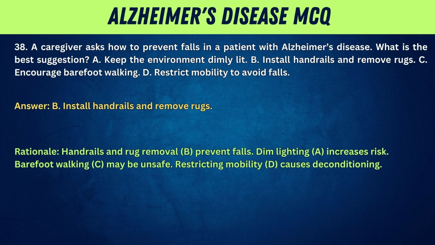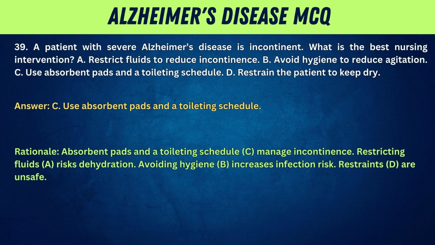Rationale. Handrails and rug removal, B, prevent falls. Dim lighting, A, increases risk. Barefoot walking, C, may be unsafe. Restricting mobility, D, causes deconditioning. 39. A patient with severe Alzheimer's disease is incontinent. What is the best nursing intervention?